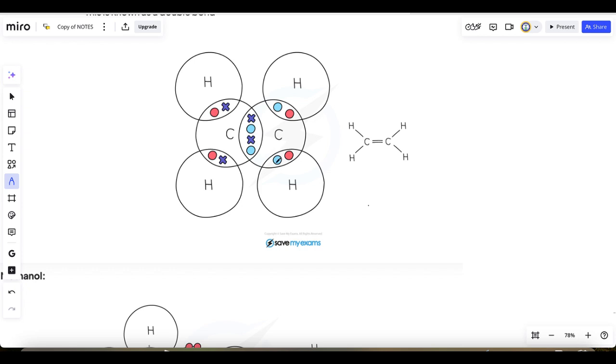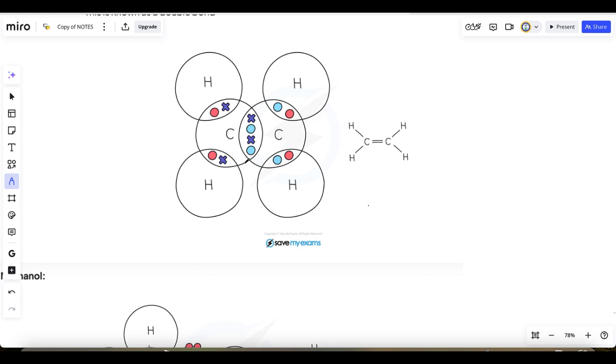So these 4 for this carbon are the blue ones, and this is for this carbon. For the other carbon, it is the deep blue or navy blue crosses. See, it's 4 and 4. Because it's a double bond, this carbon will bring 2. That's why you see this light blue. And the other carbon brings these 2 crosses.